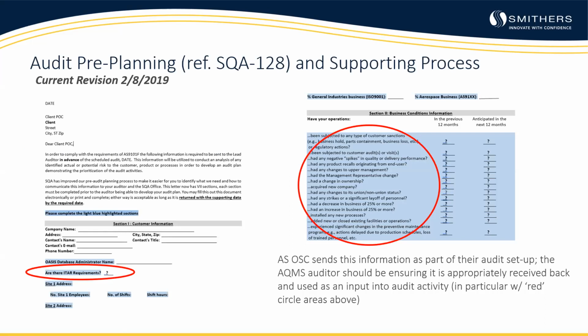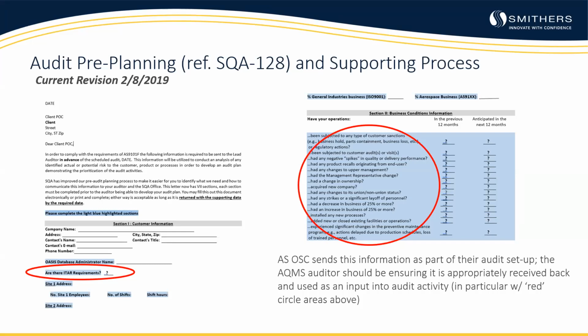Some items I would point out on this. First of all, this is a document that the ASOSC, or DANA, sends as part of the initial audit setup with the client. The AQMS auditor then should be ensuring it is appropriately received back and used as an input into the audit activity, in particular with the red circle areas we have here. So the first one on the left is ITAR requirements. Obviously, we always want to be mindful of any supporting ITAR requirements and appropriately considering that into our plan.